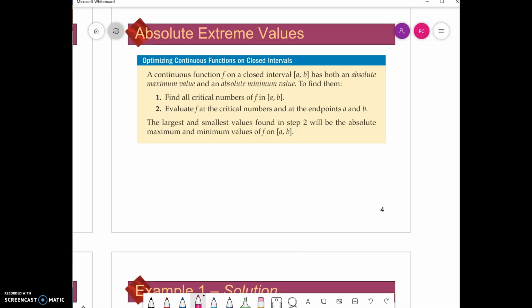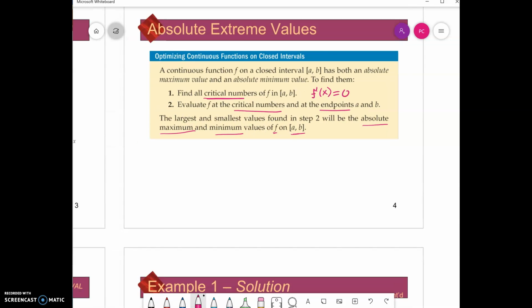We're going to find the critical numbers of f in the function. Remember, critical numbers means find that first derivative and set it equal to 0. And then we're going to evaluate f at the critical numbers and the endpoints. All right, and the largest and smallest values found in step 2 will either be the absolute max or the absolute minimum values of the function on that interval. Okay?